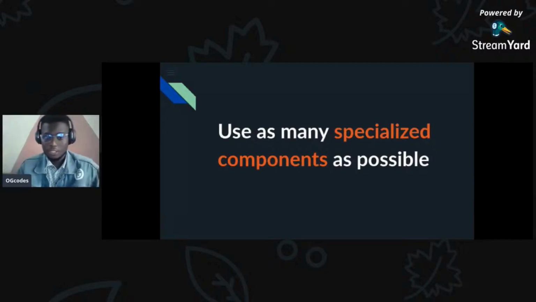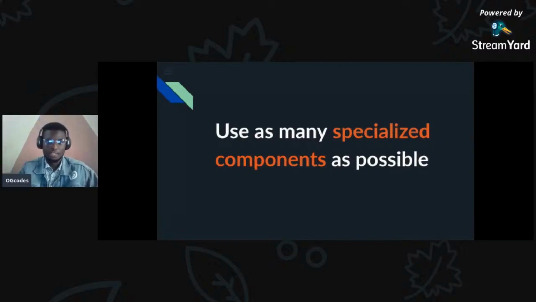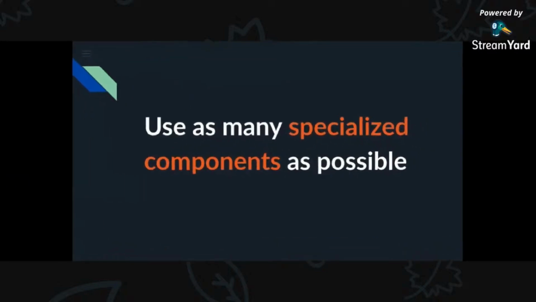Another tip I'm going to give out is we're going to talk about using specialized components. If you're thinking optimization, if you're thinking speed, if you're thinking user experience, I would say you use as many specialized components as possible. If you're not using specialized components, you are opting out of performance improvements and risking degraded user experience when your application enters production.